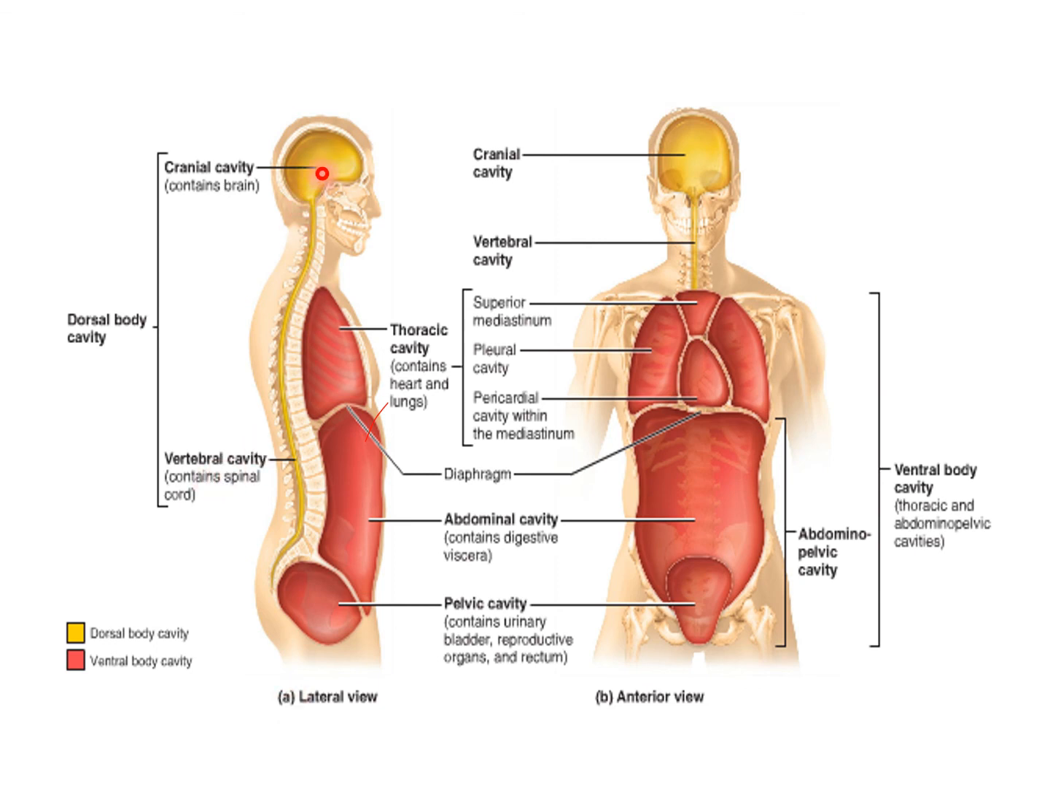So the structures that are present in the dorsal cavity include the brain in the cranial cavity, and the spinal cord and the vertebrae in the vertebral cavity right over here. The vertebrae is actually on the outside, it's technically not present inside the vertebral cavity. The skull and vertebrae protect the cranial cavity and the spinal cord. Yeah, that's correct.